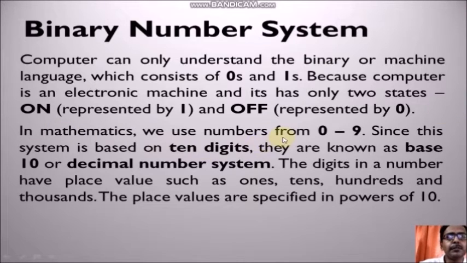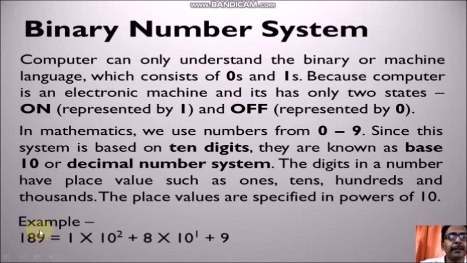In mathematics, we use numbers from 0 to 9. Since this system is based on 10 digits, it is known as the base 10 or decimal number system. The digits in a number have place values such as ones, tens, hundreds and thousands. As you have seen in mathematics, these place values are specified in powers of 10.